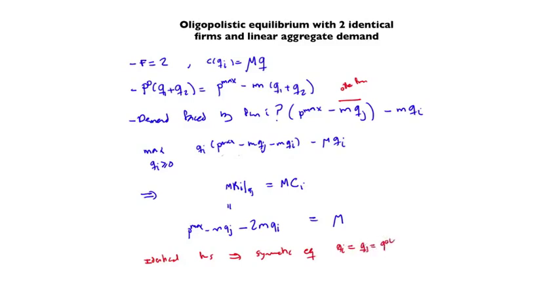So that implies that that equation has to hold with P max minus, substituting this there, 3M Q oligopoly equals mu, which implies that the equilibrium quantity of the oligopoly is equal to P max minus mu divided by 3M.